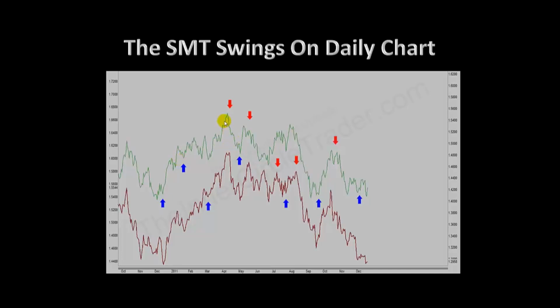Same thing happening here. We have price making a lower low in here, and the cable was not making a comparable low. It was actually a little bit higher in here. We have a divergence, SMT divergence.